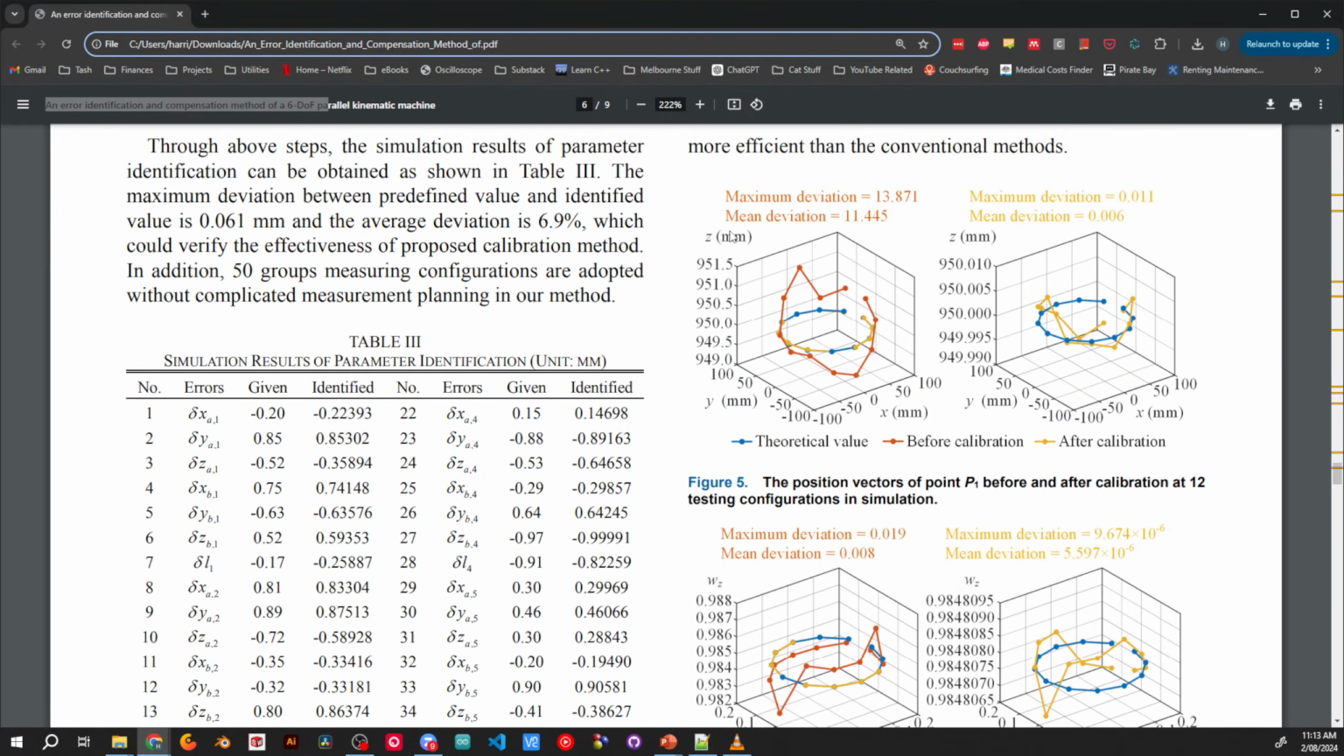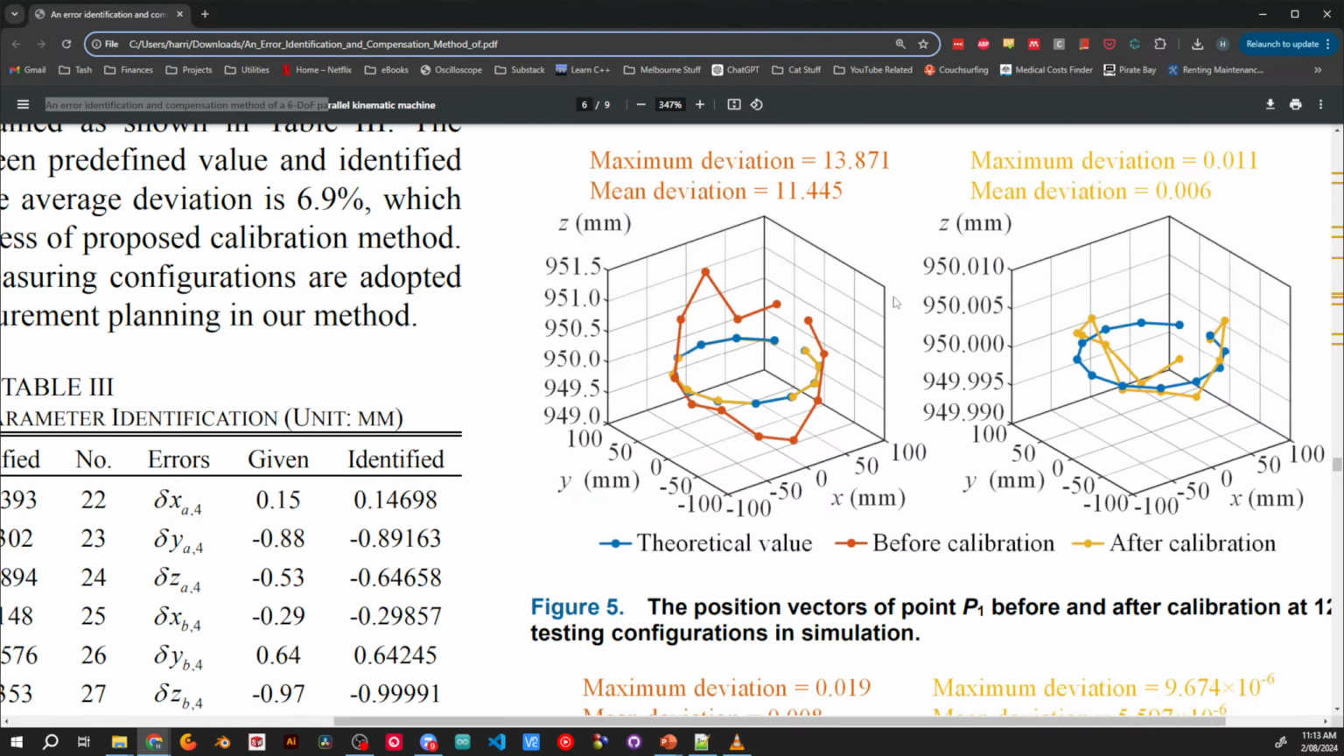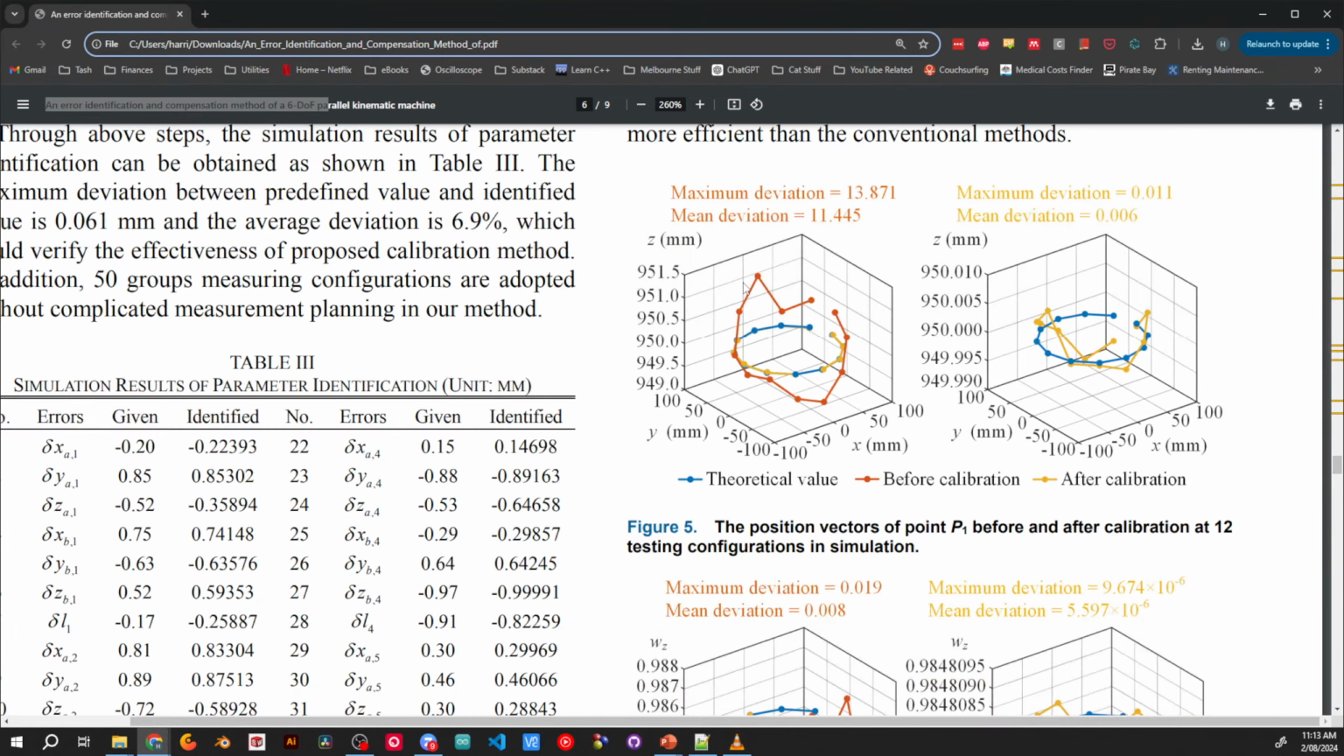And they also showed how big of an effect this actually had. These graphs over here are showing how far away the platform is. These dots were moving the platform to given positions. The blue dots are the theoretical values. The red dots are before calibration, so we can see that they were up to like 1.5 millimeters vertical. They actually showed the maximum deviation was almost 15 millimeters. And then after calibration, the maximum deviation was 0.01 millimeters, which is pretty damn good.